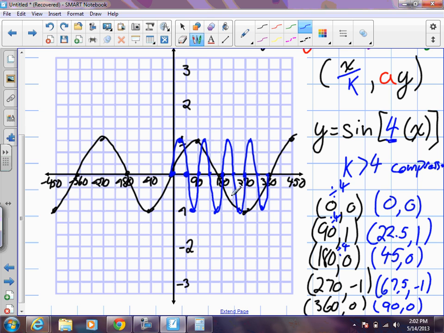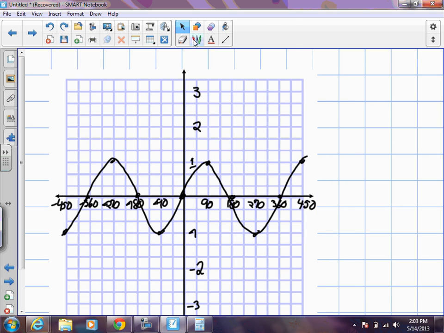And that's what K will do. It will compress or stretch horizontally our wave. Now, very important, when K was greater than 1, it compressed it, which is kind of the opposite idea of A. Okay? So I'm going to jump to a new page so we don't get confused with this stuff. Here's another graph.